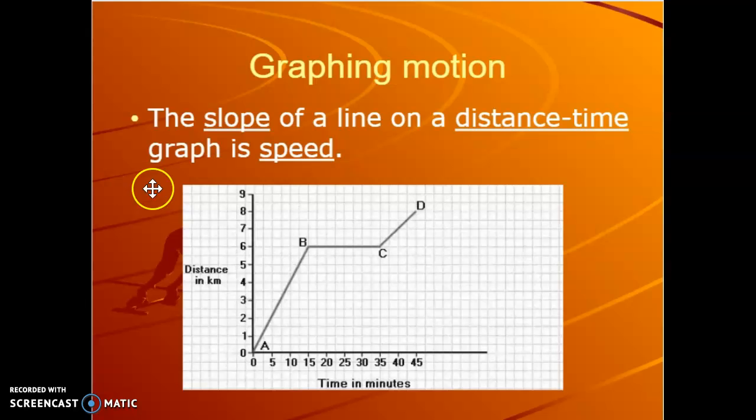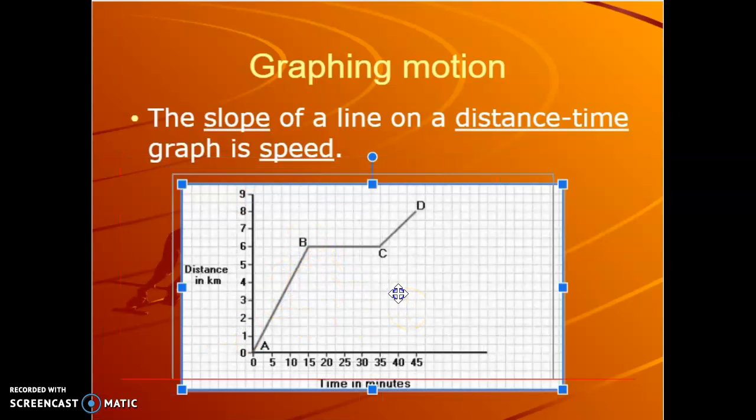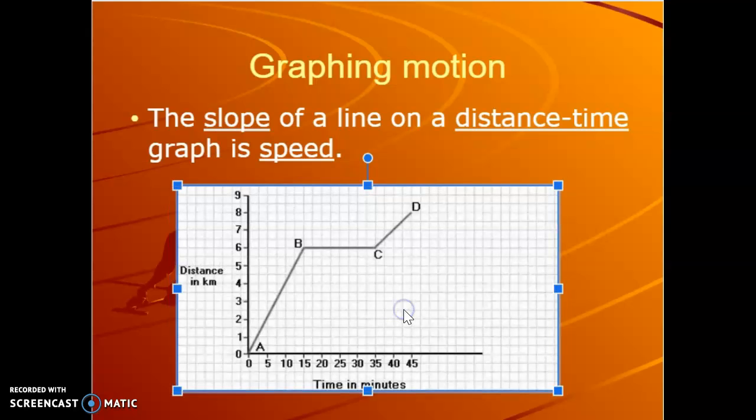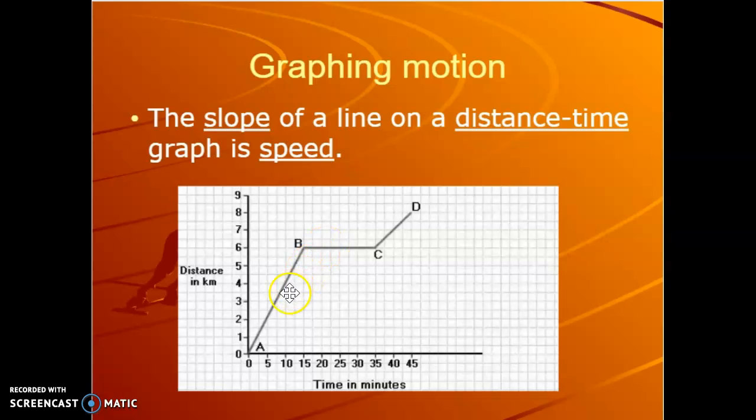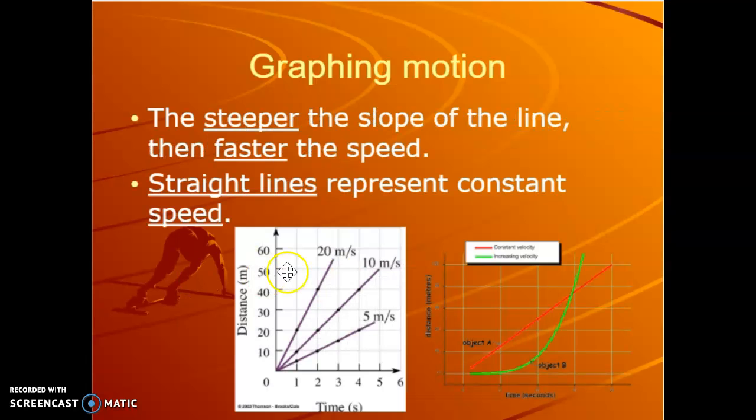If we want to graph motion, the slope of the line on the distance and time graph is the speed. So the steeper the slope, the more radical the speed, right? Right here, the speed isn't changing at all, but here it's changing rapidly. So I mentioned the steeper the slope, the faster the speed. Straight lines represent constant speed. So right here, this is a constant speed. These are faster speeds here. And as you can see here, this is the steepest line. This is the fastest speed. Bit slower, bit slower.